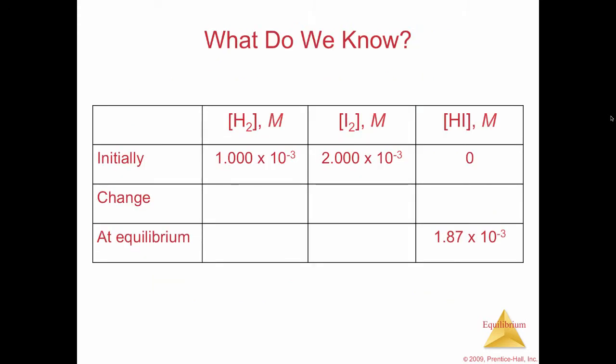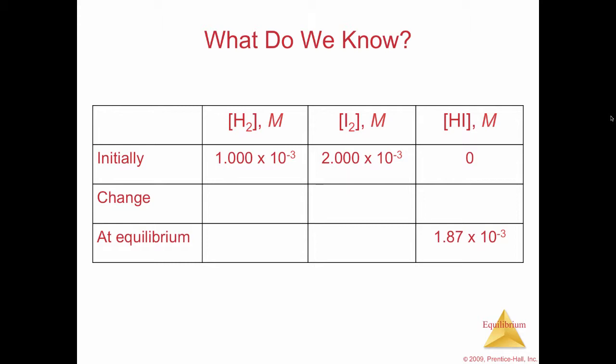So what do we know? It's very helpful to set up a table like this one with the initial concentrations, the change in concentration, and the concentration at equilibrium. Of course, we need the concentrations at equilibrium to solve for the equilibrium constant expression.